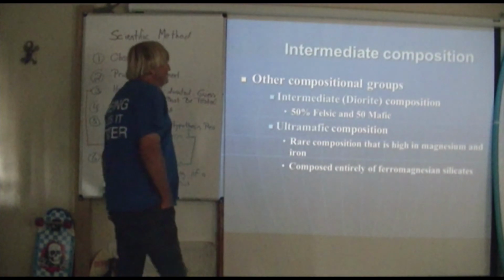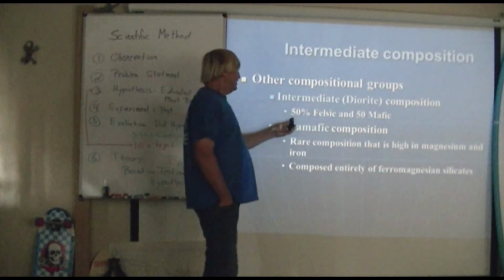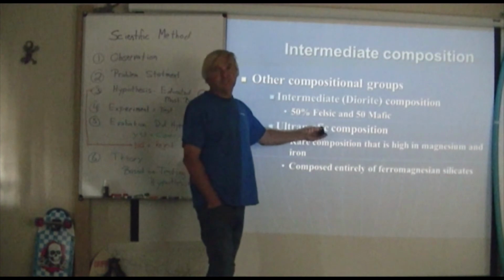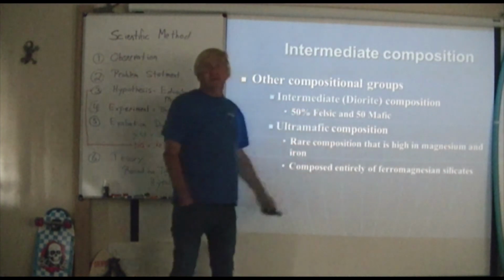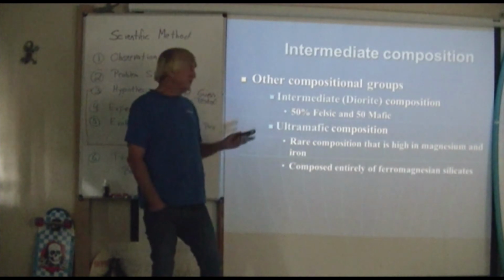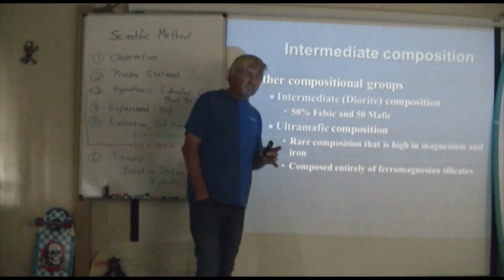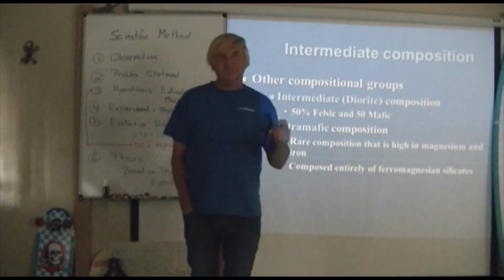And then there's an intermediate rock. This is a rock that is 50% quartz, what we call felsic, and 50% mafic, iron-rich. This is kind of a unique rock. We think this is because two different magma bodies mixed.